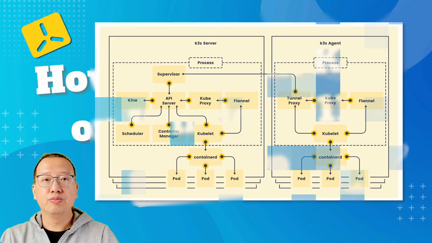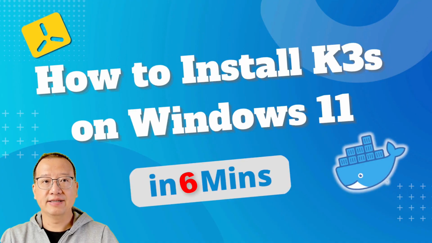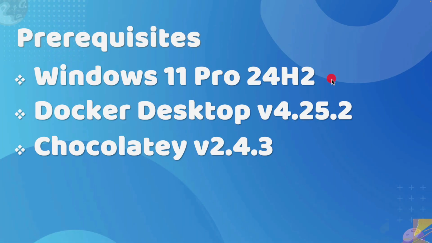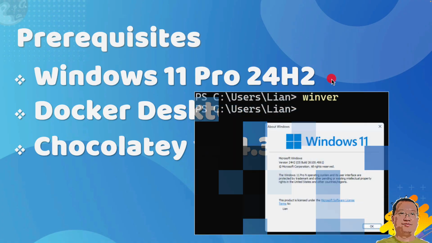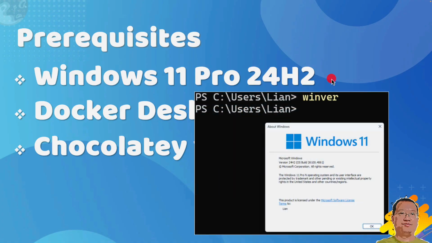Before we dive into building our K3s cluster, let's make sure your system is set up correctly. My Windows is 11 Pro. Version is 24H2. You can use this or later. Why Windows Pro? Because it comes with Hyper-V support, which is helpful when running Docker or VMs. To check your Windows version, please run the command winver.